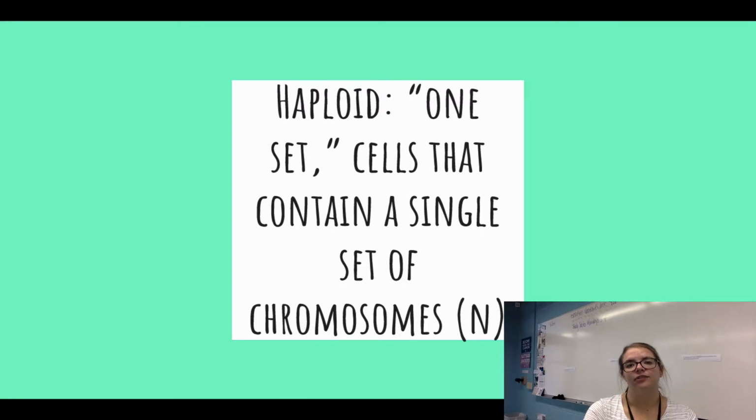Haploid means one set. So those are cells that only contain one set of chromosomes. These are your gametes. Your sex cells are haploid cells because they only have one set of chromosomes. And we'll see how that happens today during meiosis.